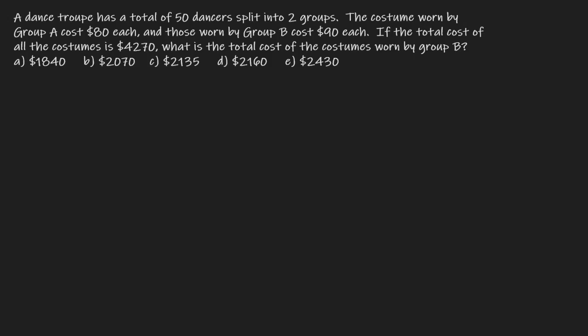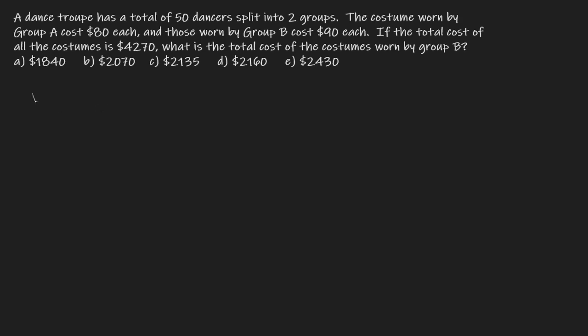Today we're going to look at this applied question. The question goes: a dance troupe has a total of 50 dancers split into two groups. The costume worn by group A costs $80 each, and those worn by group B cost $90 each. If the total cost of all the costumes is $4,270, what is the total cost of the costumes worn by group B? So, as always, we want to write down what the question is telling us.